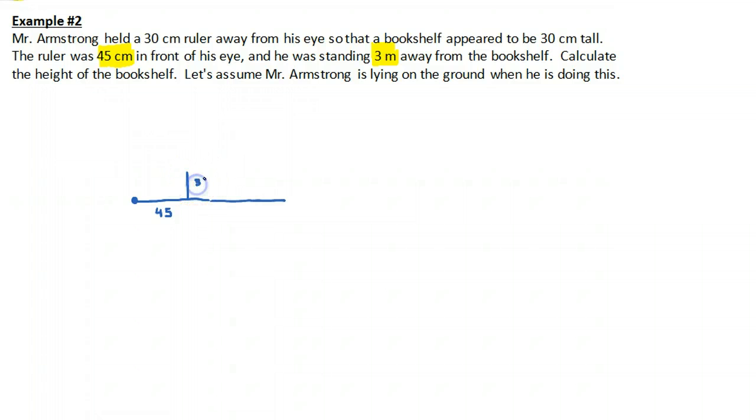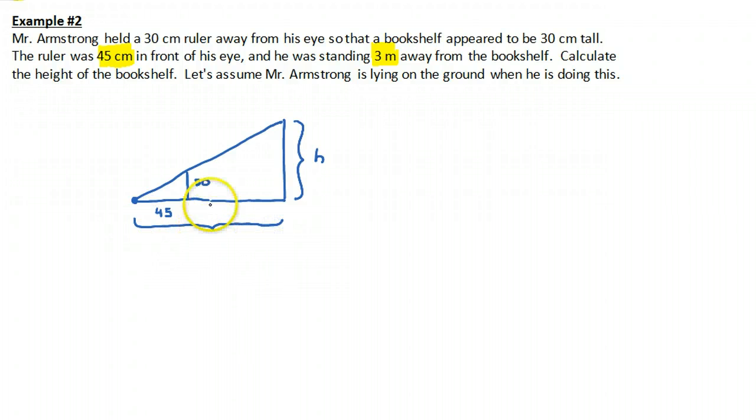And this is 30 centimeters tall. And then we have a bookshelf here. And what we want to find is the height of this bookshelf. So let's call this H. And we know that the distance from Mr. Armstrong's eye to the bookshelf is 300 centimeters, which is the same as 3 meters.